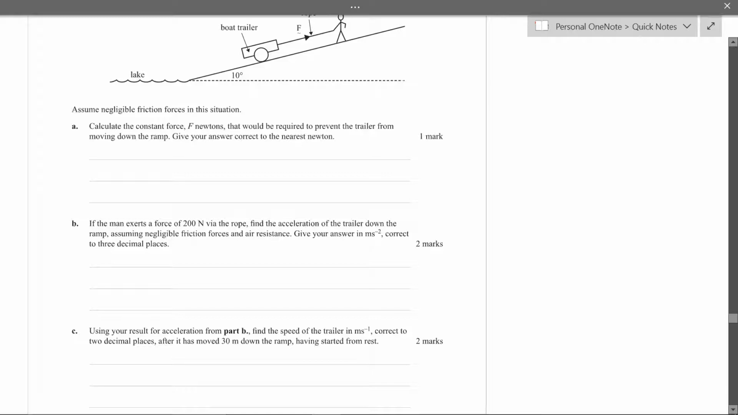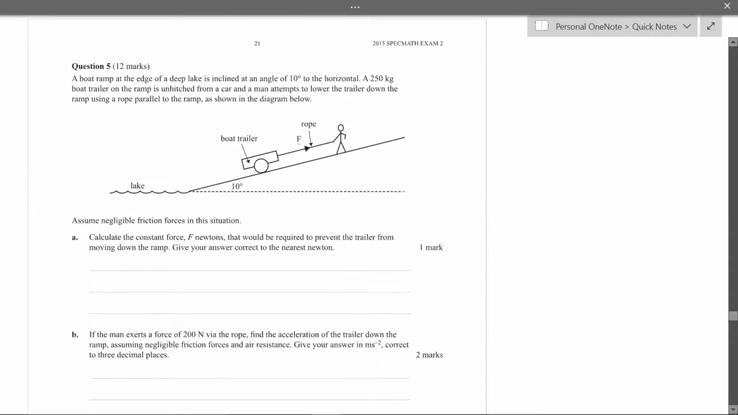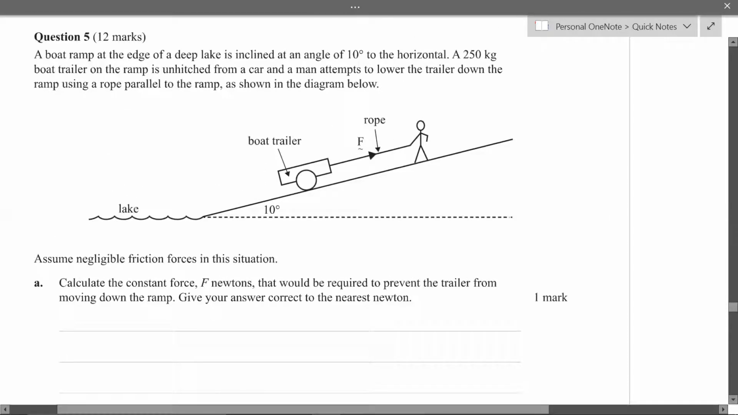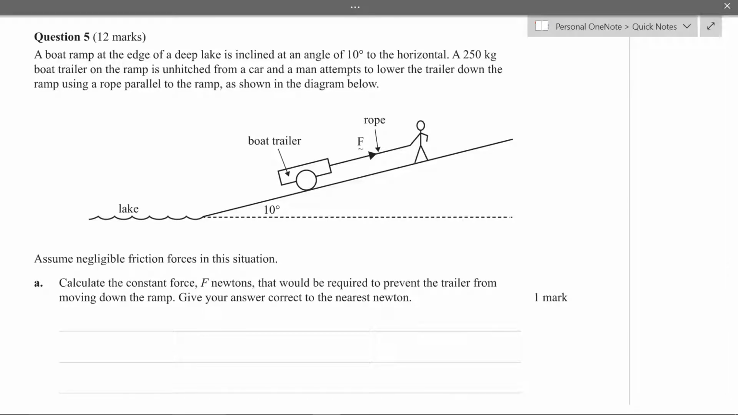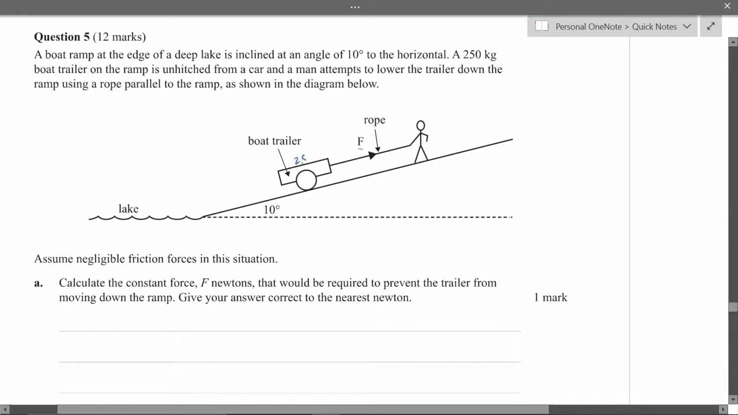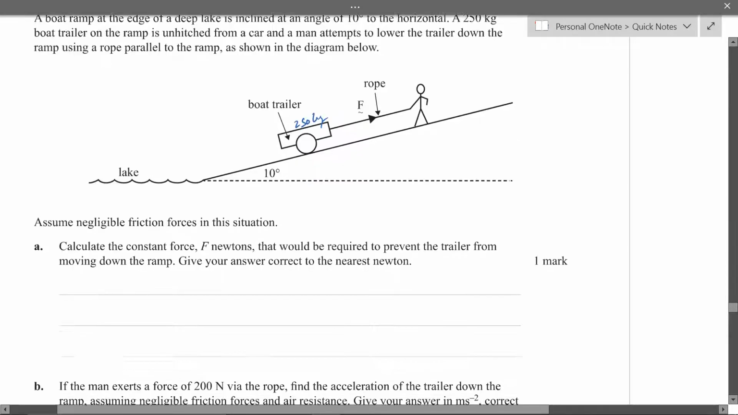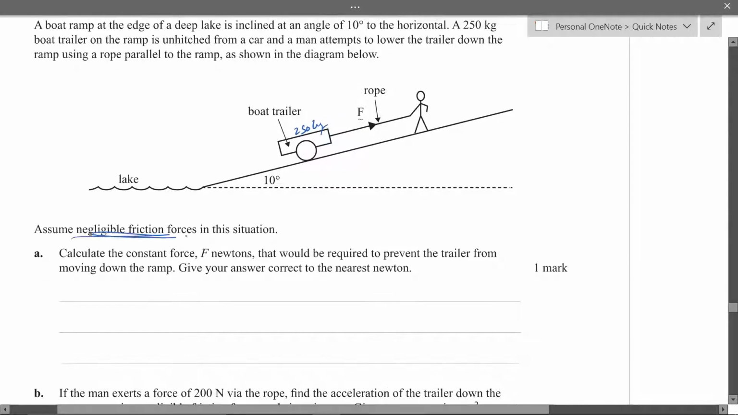All right, so there's a boat ramp at the edge of a lake, at 10 degrees to the horizontal, and the trailer is 250 kilograms, and this guy's trying to pull it this way. We can ignore friction, so there's no friction force. It's not there. So find the constant force that would be required to prevent the trailer from moving down the ramp.